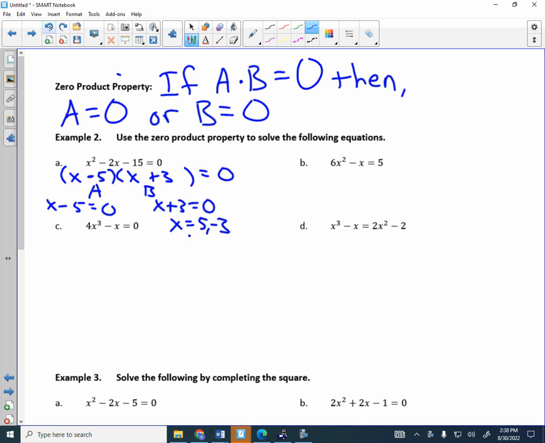Look at this one, B. Here, I'm going to do voodoo math. You ready? This is what you say. Oh, it factors. Let's take it out.